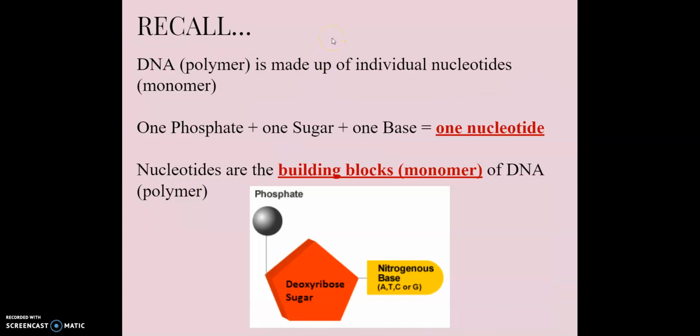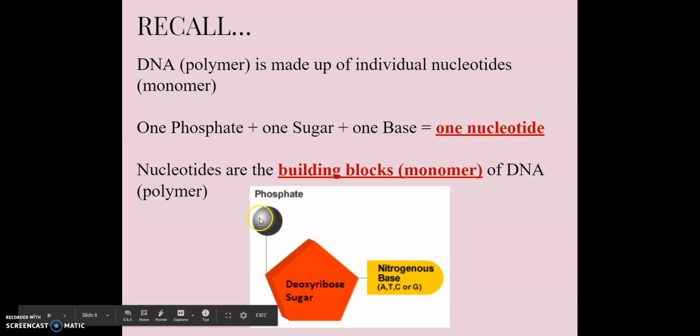So let's recall the structure of DNA, right? We know that DNA is a polymer, right? The big piece made up of multiple monomers. And it's made up of those individual nucleotides, and those nucleotides are those monomers. We know that a nucleotide is made up of one phosphate, one sugar, and one base. That creates that one nucleotide, just right here. We have that phosphate group, that sugar, and the base. And we know that nucleotides are the building blocks of DNA.